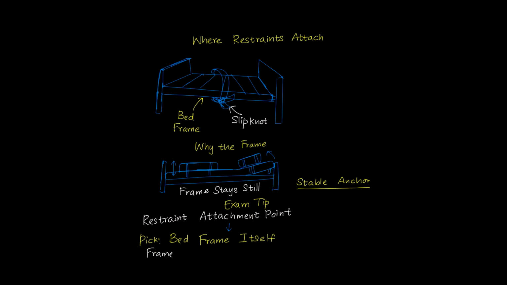Here's a D439 OA exam tip for you. When the stem asks where to tie restraints, pick the bed frame. Quick recall: hook, frame stays, rails move.